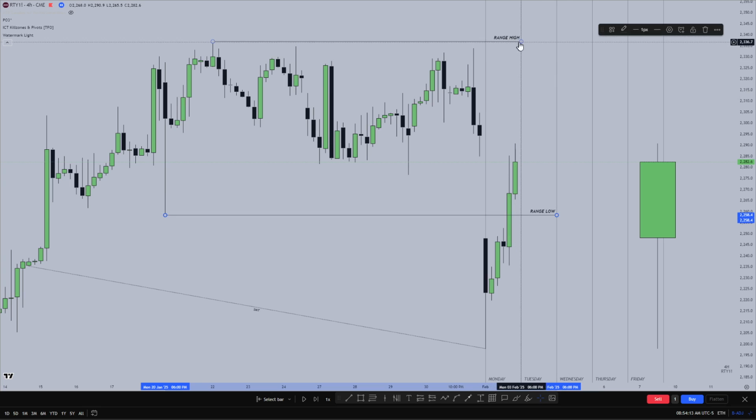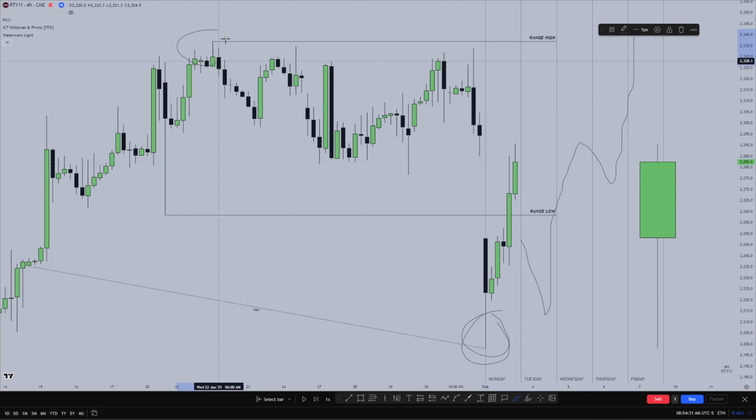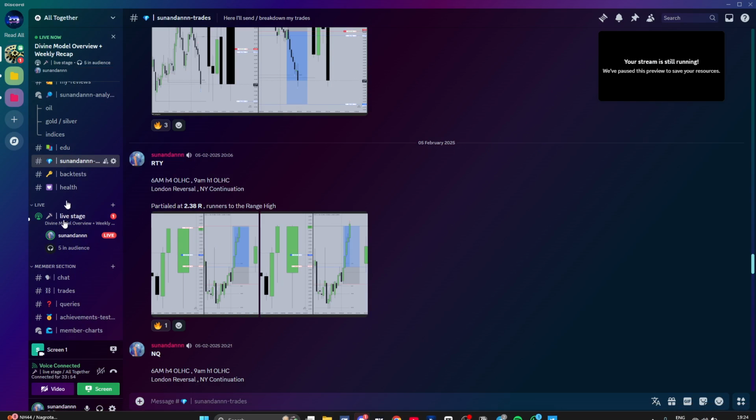Much clearer now. Opened, took out one end, immediately and aggressively came back. So I can tell myself this is the manipulation of the range low. Now I can frame this as a manipulation, so then continuation to the opposing end, right? This is what I shared as my bias also.